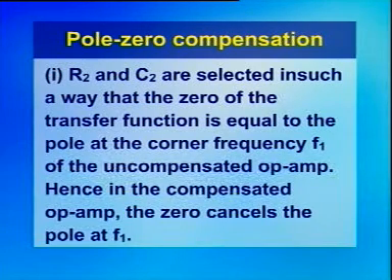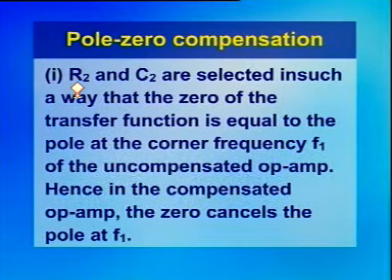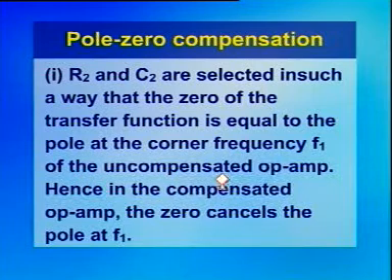In the design, the following points are considered. R2 and C2 are selected in such a way that the zero of the transfer function is equal to the pole at the corner frequency f1 of the uncompensated op amp. Hence, in the compensated op amp, the zero cancels the pole at f1.